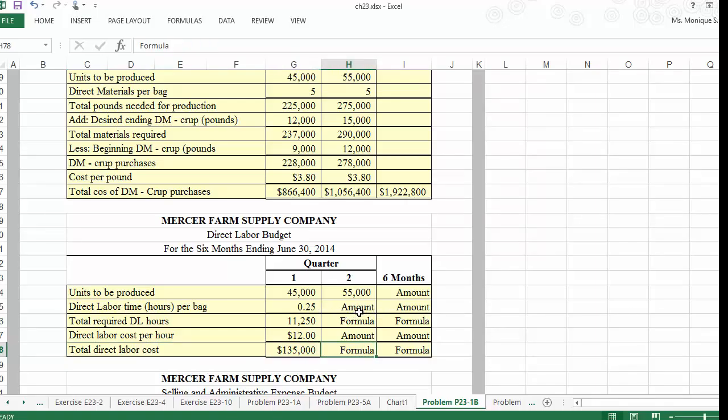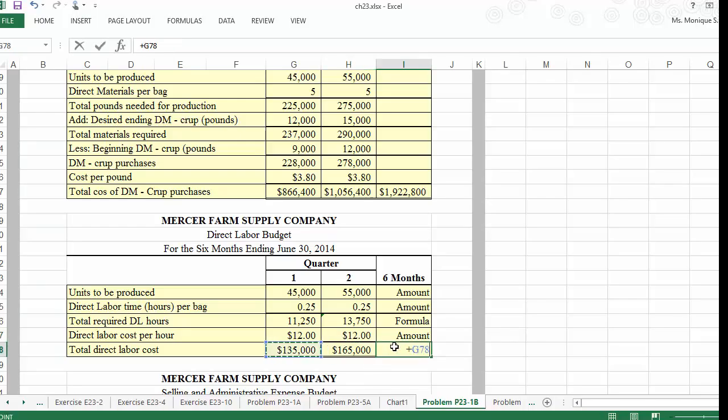And I'm going to just see if I can copy everything over. And I didn't do it right, so let me just go plus 12 here and then plus 12 here. So here we have our 55,000 multiplied by the quarter of an hour, we get a total hours of 13,750 times the standard rate of $12, and that's a total direct labor cost of 165,000 for quarter 2.